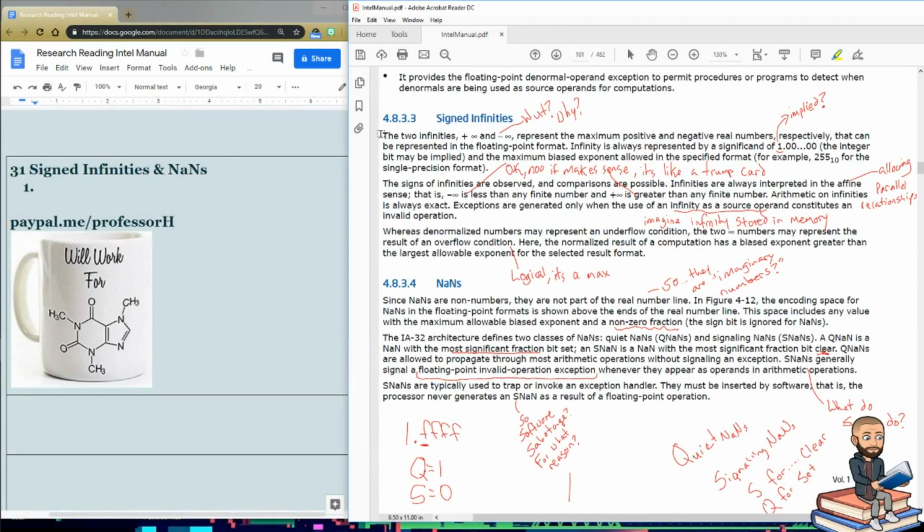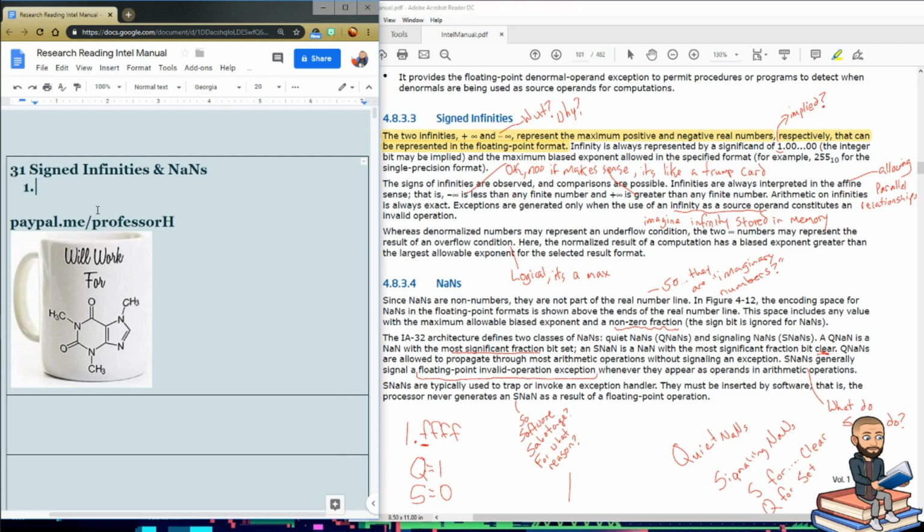The objective today is to explain what the Intel manual says about signed infinities and NaNs. So we're on page 101, section 4.8.3.3. It says the two infinities, plus infinity and minus infinity, represent the maximum positive and negative real numbers that can be presented in the floating point format. So it looks like these positive and negative infinities are just for the floating points.